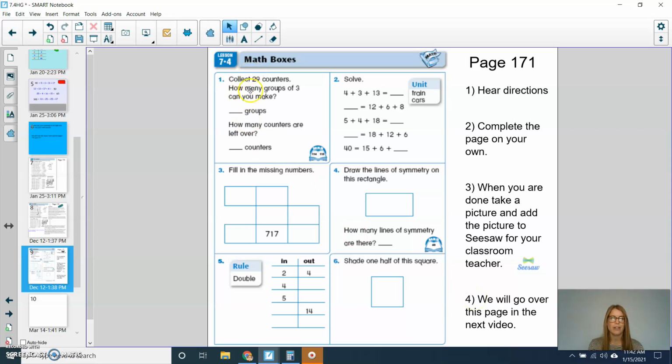For question 1, collect 29 counters. How many groups of 3 can you make? And then how many counters are left over? You're solving for question 2, filling in your missing numbers for question 3. For question 4, draw the lines of symmetry on this rectangle. Notice how they say lines, so you should be able to find more than one. For question 5, you're going to double. At the very bottom, you get to pick, and then shade 1/2 of the square.